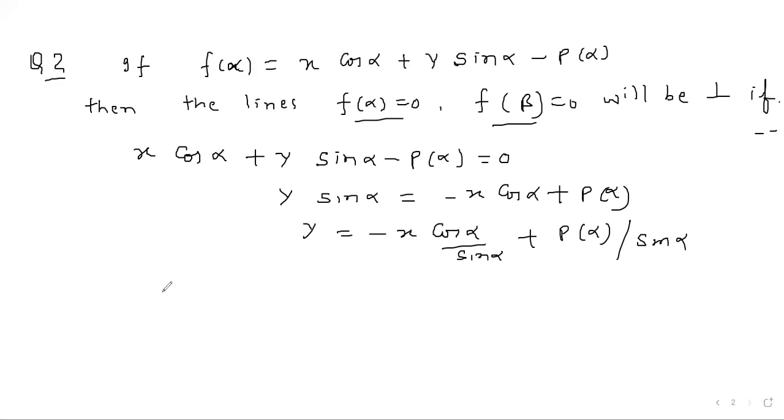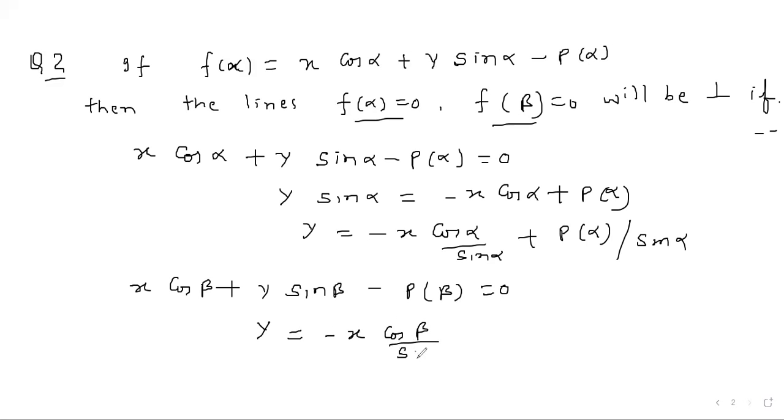Also, f(beta) equal to 0 gives x cos beta plus y sine beta minus p(beta) equals 0, from where we get y equal to minus x cos beta upon sine beta plus p(beta) upon sine beta. So the slope is minus cos beta upon sine beta. Since they are mutually perpendicular, their product should be minus 1.